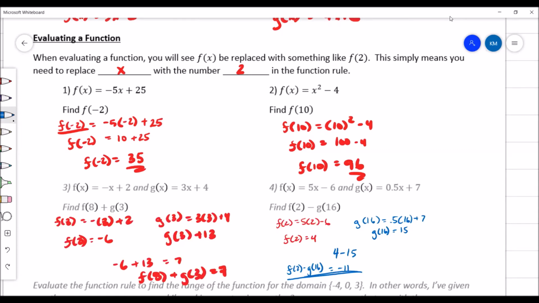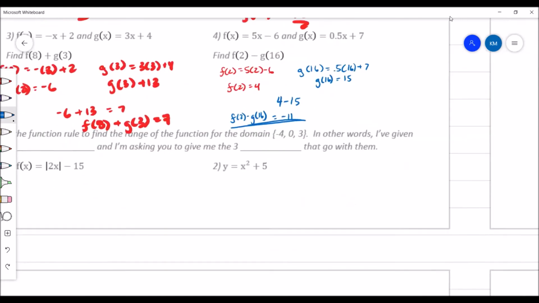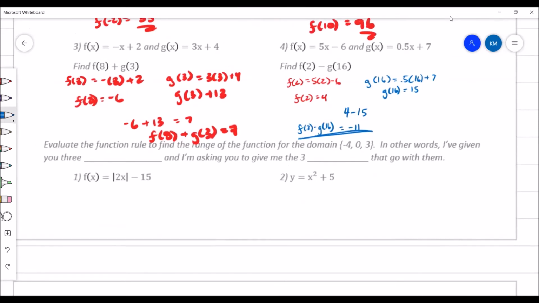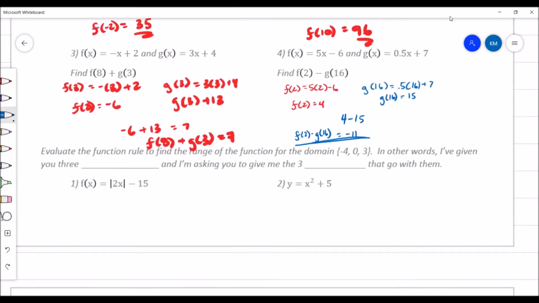So really, it's just substituting and simplifying. Here it says, evaluate the function rule to find the range of the function for the domain -4, 0, 3. And these instructions tend to confuse us just because they're telling us to do something that we know how to do in different words than we're used to hearing.